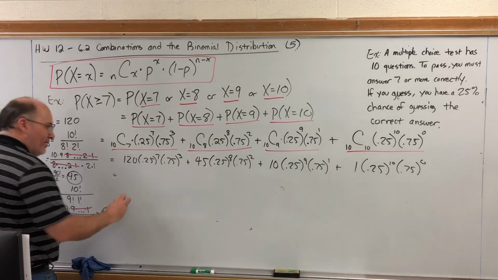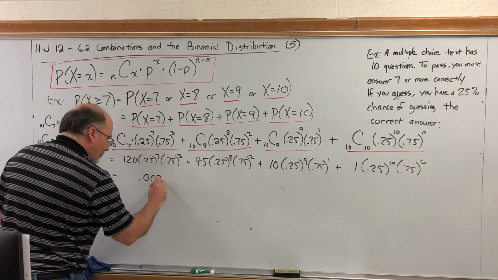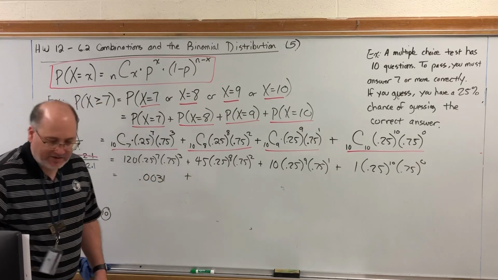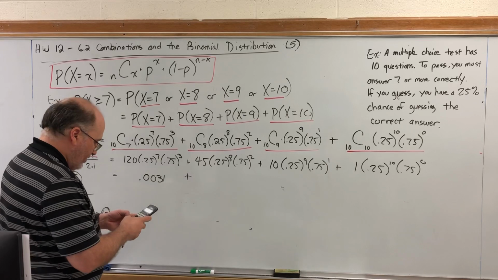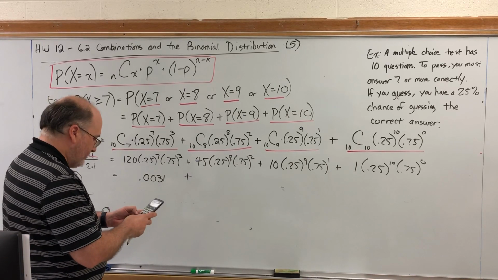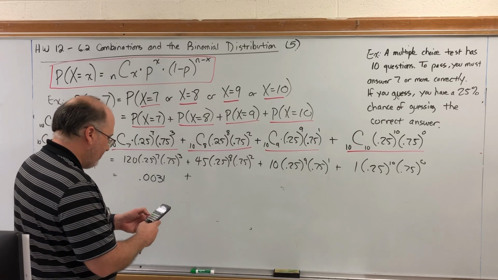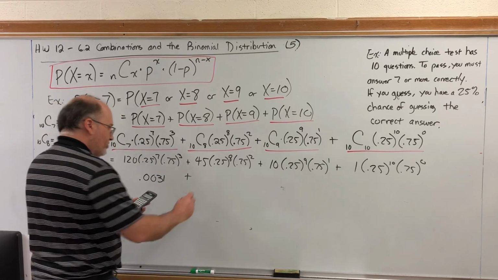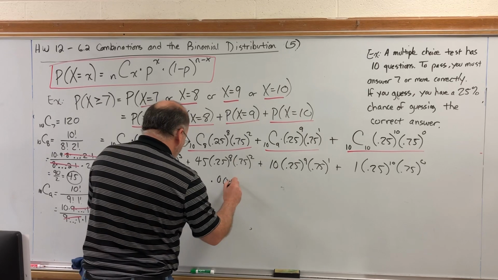I believe we already calculated this one to be 0.0031. If we calculate the second one, 45 times 0.25 to the 8th power times 0.75 to the 2nd power. You thought this one was a small percent. 0.0004.